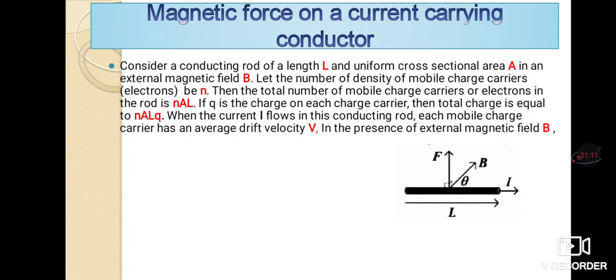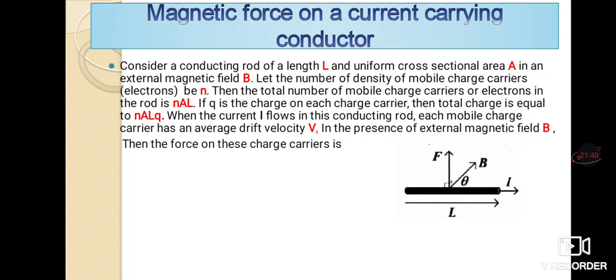is moving with a velocity. Whenever the current flows through the conductor, the charges start to flow and they are moving with a certain velocity. That velocity we can take as an average velocity, and that average velocity we call the drift velocity. So drift velocity we can represent as Vd, in the presence of an external magnetic field B.